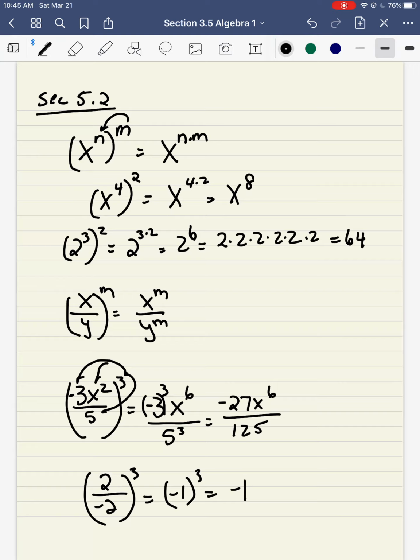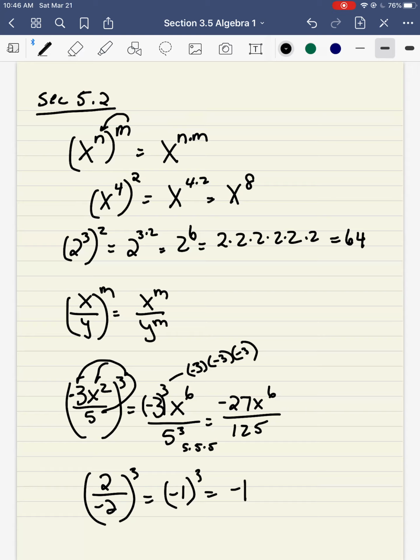So minus 3 to the third is minus 3 times minus 3 times minus 3, which is minus 27. So minus 27 x to the 6th, and 5 to the third is 5 times 5 times 5, which is 125.